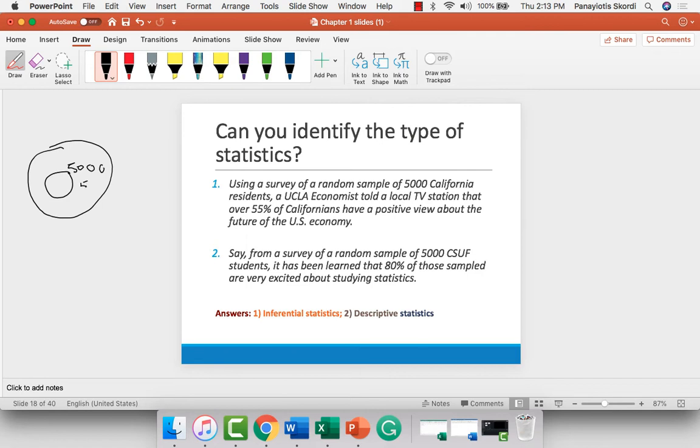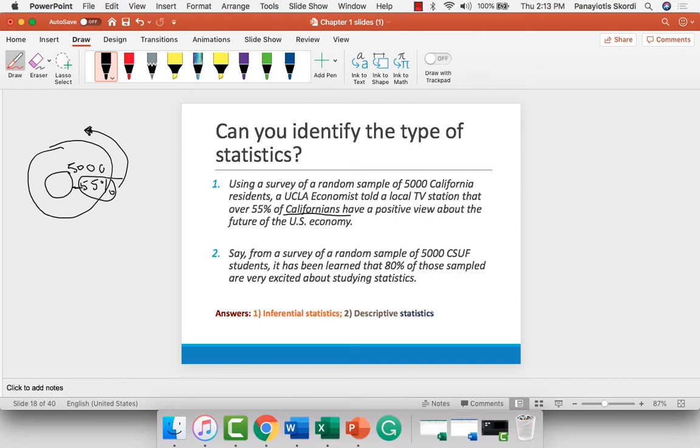So 55% of this sample had a positive view. He didn't test the whole of California, and yet the claim is about Californians, all Californians. So this would be an example of inferential statistics, because he really wants to find the figure for the whole population, but he's using the sample figure as an estimate for the whole population. So that is a classic example of inferential statistics.